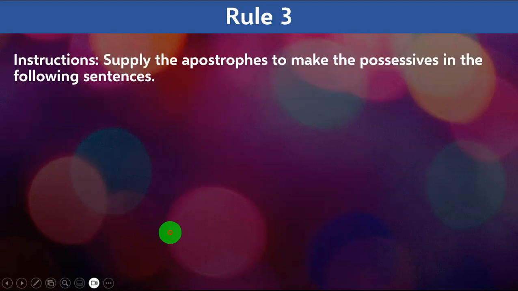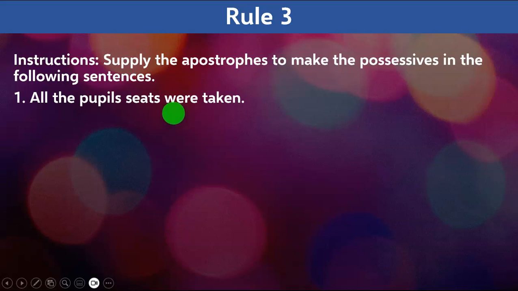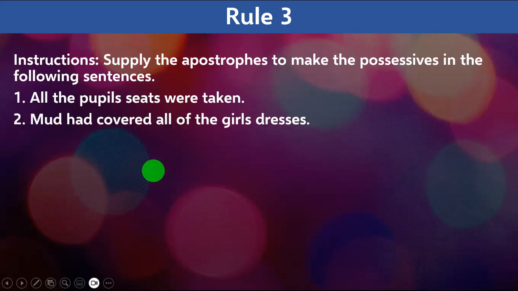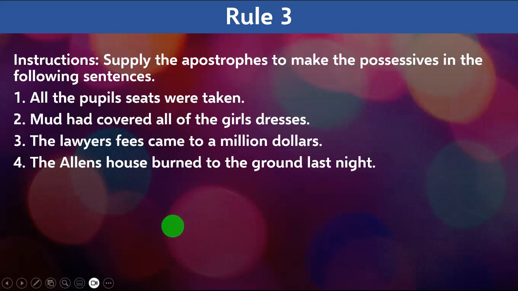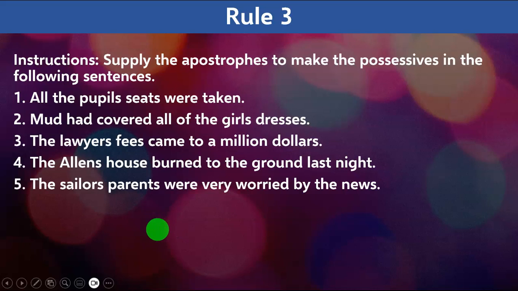Let us now take a quiz on rule number 3. Number 1, all the pupils' seats were taken. Number 2, mud had covered all of the girls' dresses. 3, the lawyer's fees came to $1 million. 4, the alien's house burned to the ground last night. Number 5, the sailor's parents were very worried by the news. Your 10 seconds for rule number 3 start now.